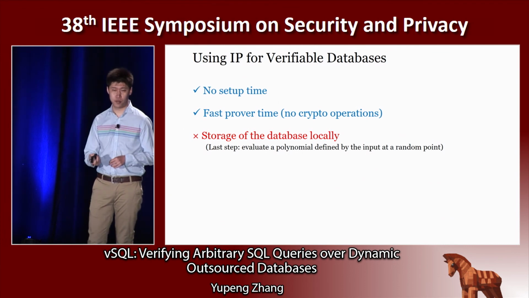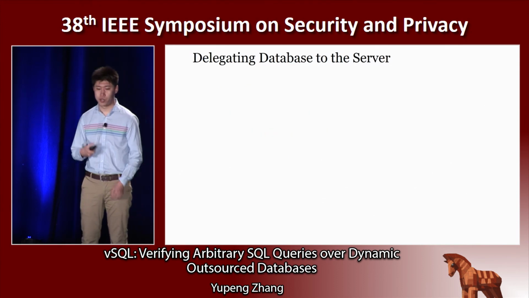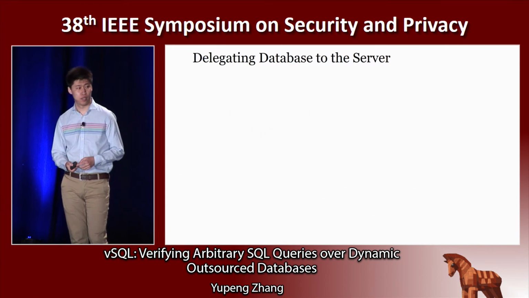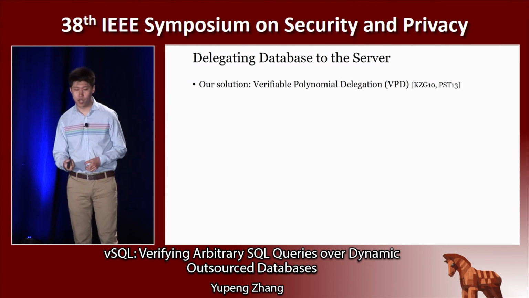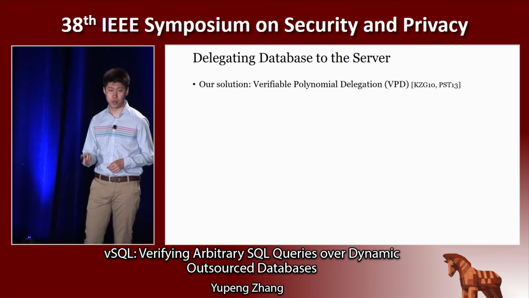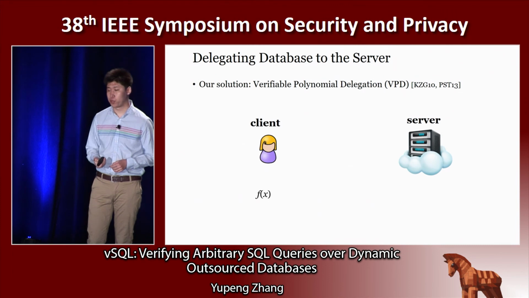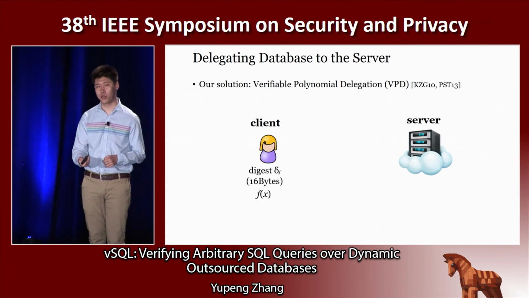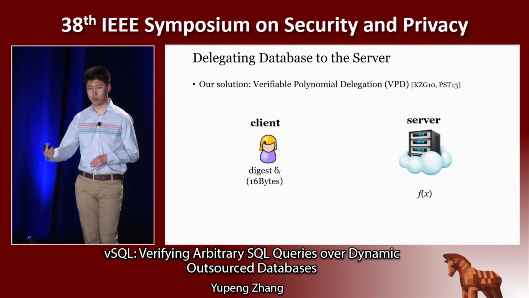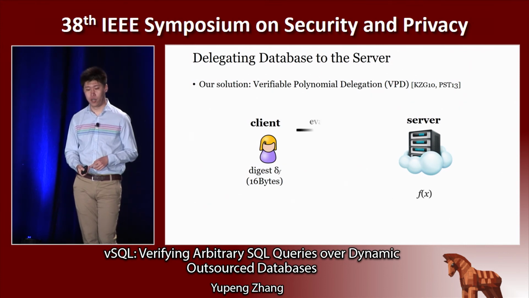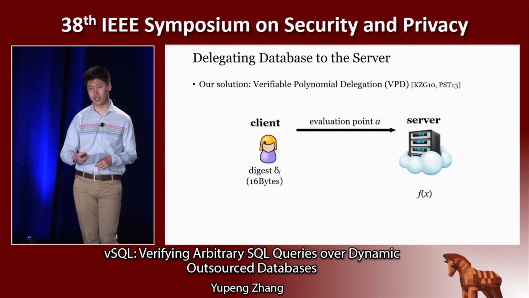At the last step, the client needs to evaluate a polynomial defined by the output at the random point. So in our paper, we further propose a protocol for verifiable polynomial delegation, VPD. This protocol enables the client to compute a short digest for a polynomial and then send the polynomial to the server. Later, the client can issue a query for evaluating the polynomial at point a.